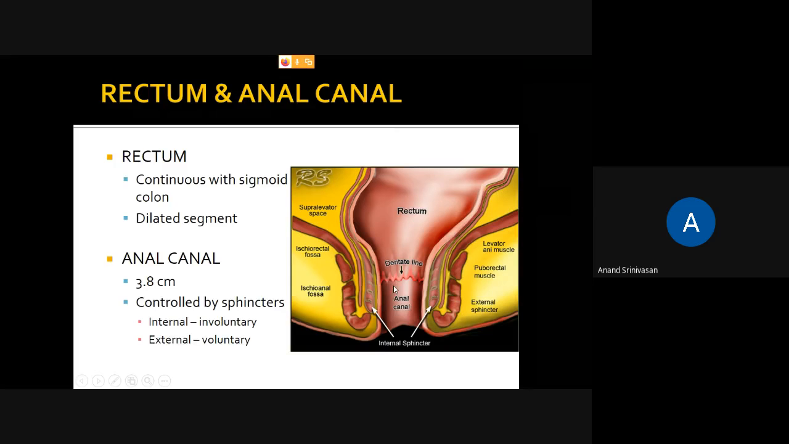Then the rectum and anal canal. The rectum is where the stools are stored, continuous with the sigmoid colon. Once the rectum is full, the internal anal sphincter, which is involuntary, relaxes, the person senses it, and goes to the washroom, where defecation occurs after relaxation of the external anal sphincter, which is under voluntary control.